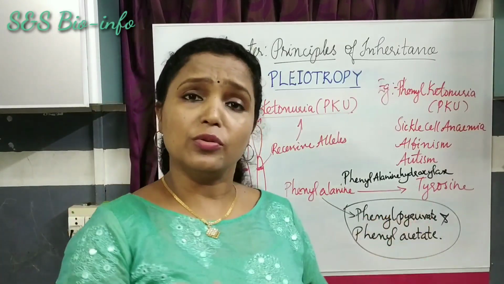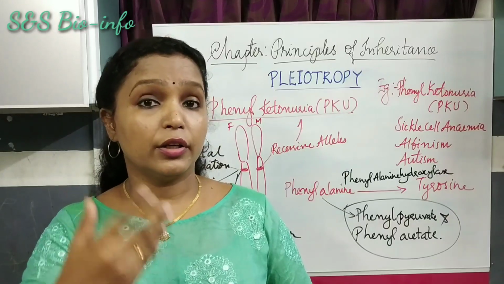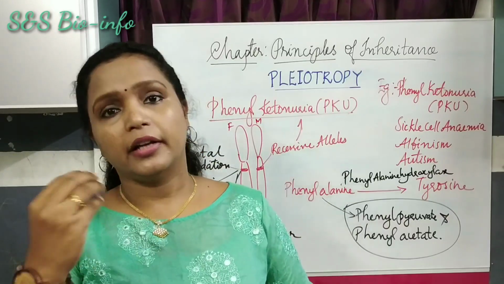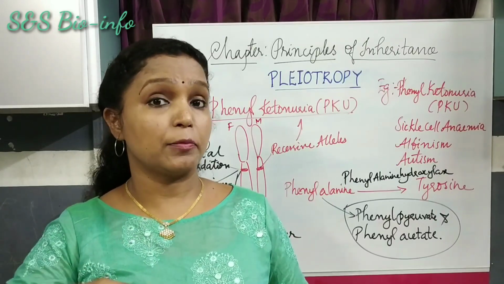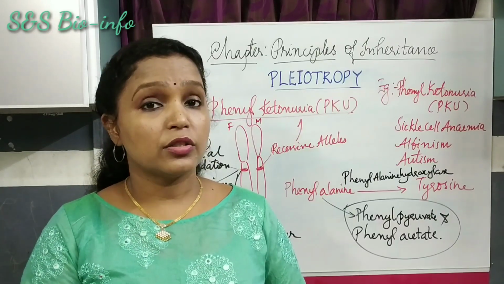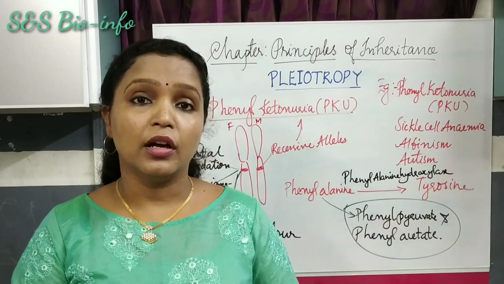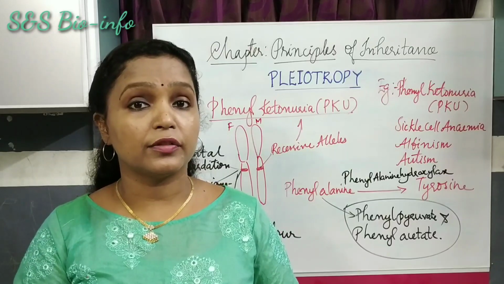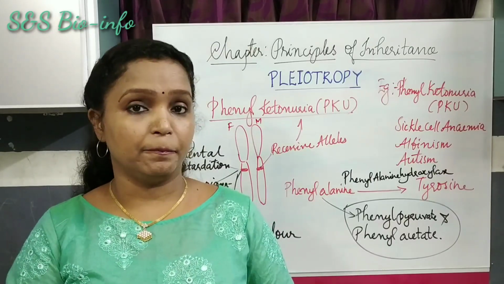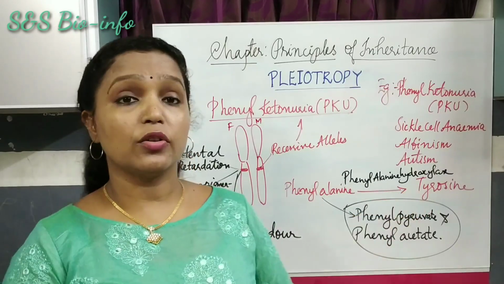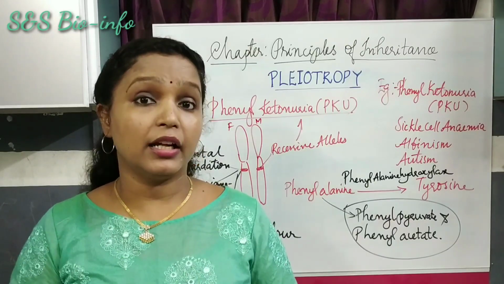This tyrosine is also required for the production of certain hormones in our body. You have heard about the endocrine glands like pituitary and thyroid glands. Those glands produce different types of hormones. Tyrosine is required for the production of such hormones, and also for the production of neurotransmitters like dopamine and epinephrine. So due to the absence of tyrosine, it creates a lot of problems in the body. So it leads to a metabolic error in the body.